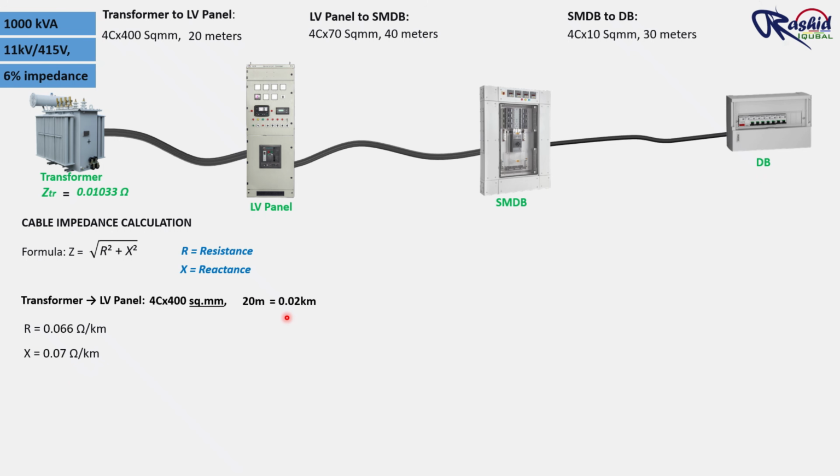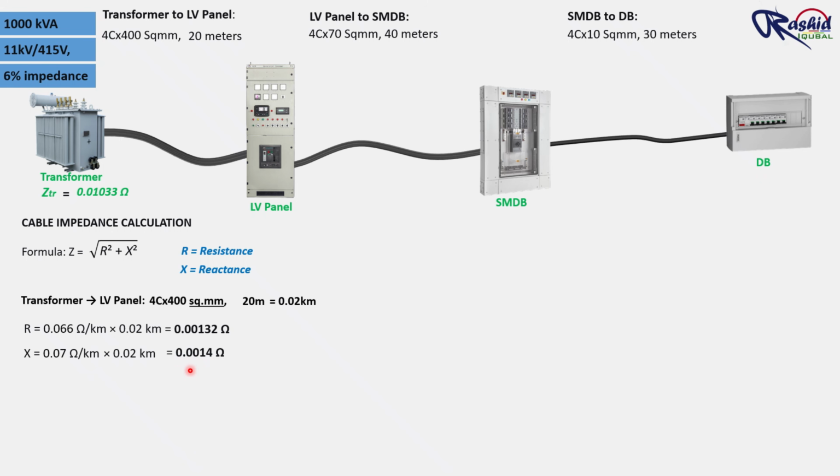Now we need to multiply resistance with 0.02 because our cable length is 20 meter, and after converting in kilometer, it becomes 0.02 kilometer. So the total resistance we get here is 0.00132 ohm. This is the resistance value of 20 meter cable. Now let me multiply the reactance by 0.02. It gives 0.0014 ohm. So this is the reactance of 20 meter cable.